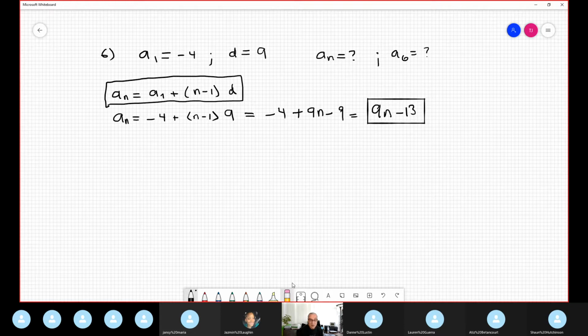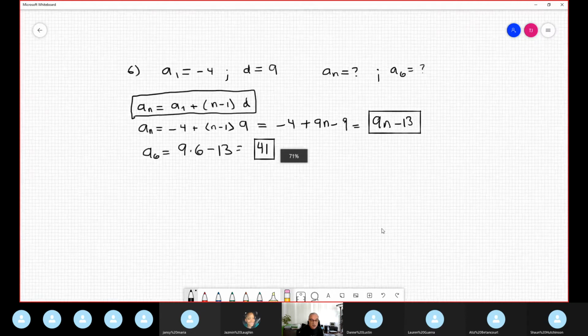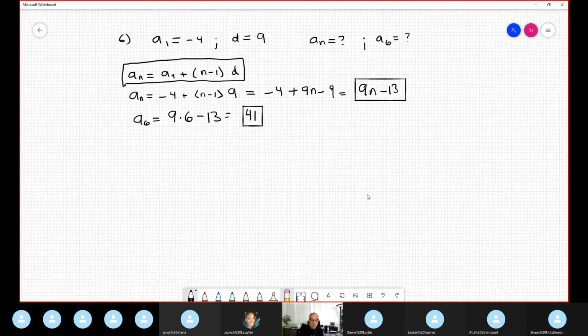Okay, super. Now I want to find A sub 6. Well, it's easy. Plugging in 6 here: 9 times 6 minus 13, 54 minus 13 is 41. Boom. Final answer. This is an arithmetic sequence in which the first element of the sequence and the common difference are given.